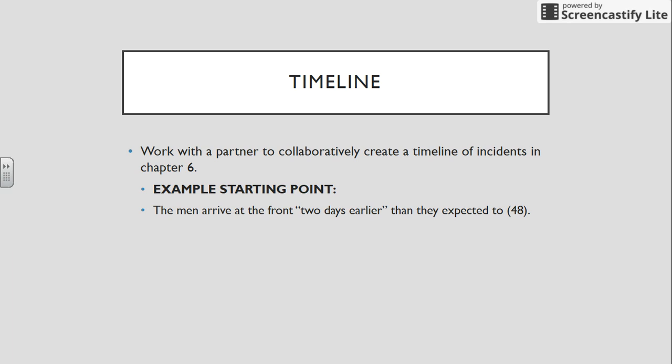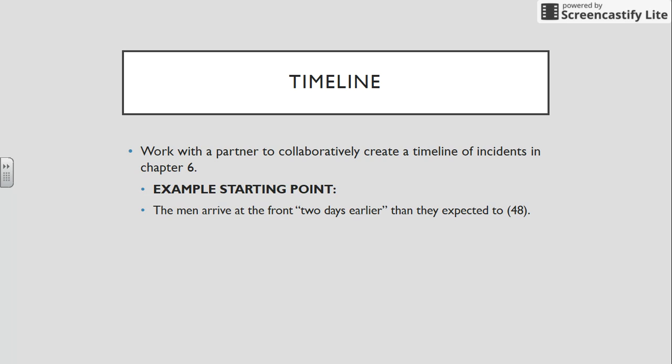There's probably 6 to 8 things that you could include on a timeline. There was quite a bit that took place. If you want, I've given you kind of a starting point from the very beginning of the chapter where it talks about how they arrived at the front 2 days earlier than expected. So if they were supposed to be there on a Monday, they got there on a Saturday, because remember, they were expecting the English-French to come over, but they just didn't know when.